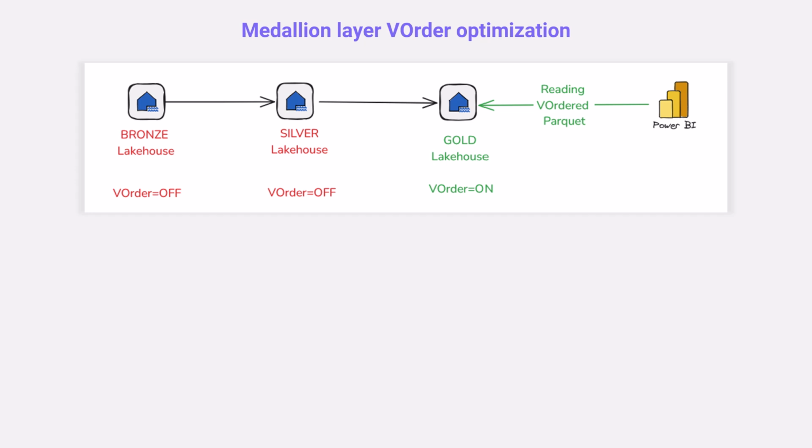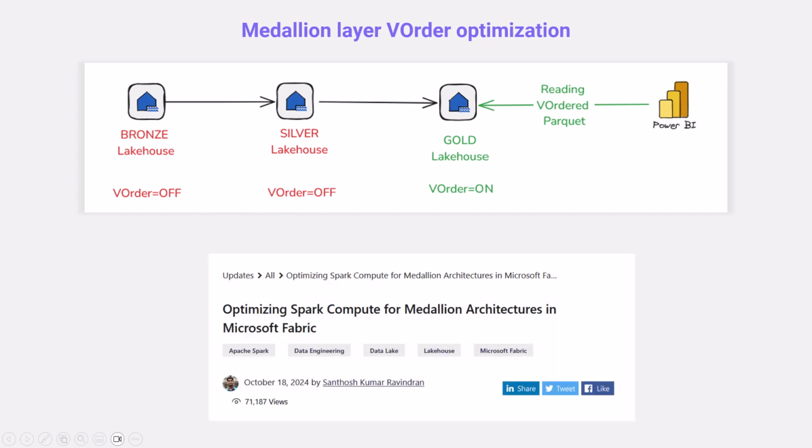Essentially, if you want to optimize your table for reading, like these ones here in the gold layer, then you want to be turning your V-ordering on. If you want to be optimizing for write speeds, then you want to be turning your V-ordering off. Now, it's a little bit outside the scope of the DP-700, but there's a really good blog article by Santosh here around optimizing Spark Compute for medallion architectures in Microsoft Fabric.